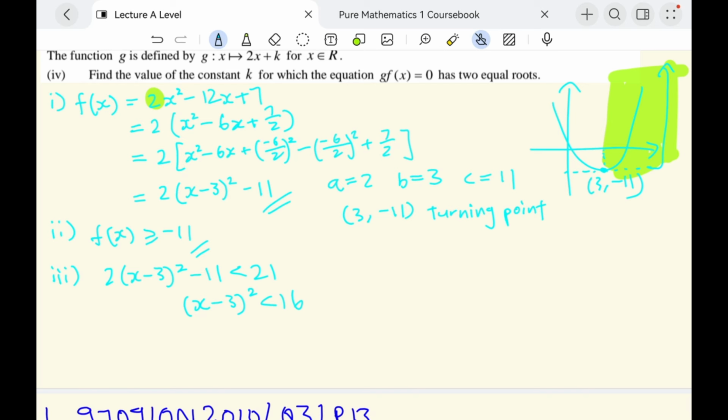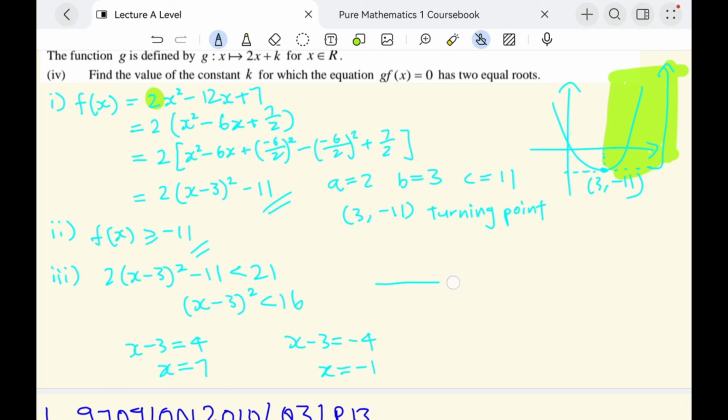So in the range, if you let this inequality have an equal sign, so you have x minus 3 equals 4, x minus 3 equals -4. So you have two points, two roots, if this bracket square of x minus 3 equals 16. So for the left hand side you have 7, for the right hand side you have -1.